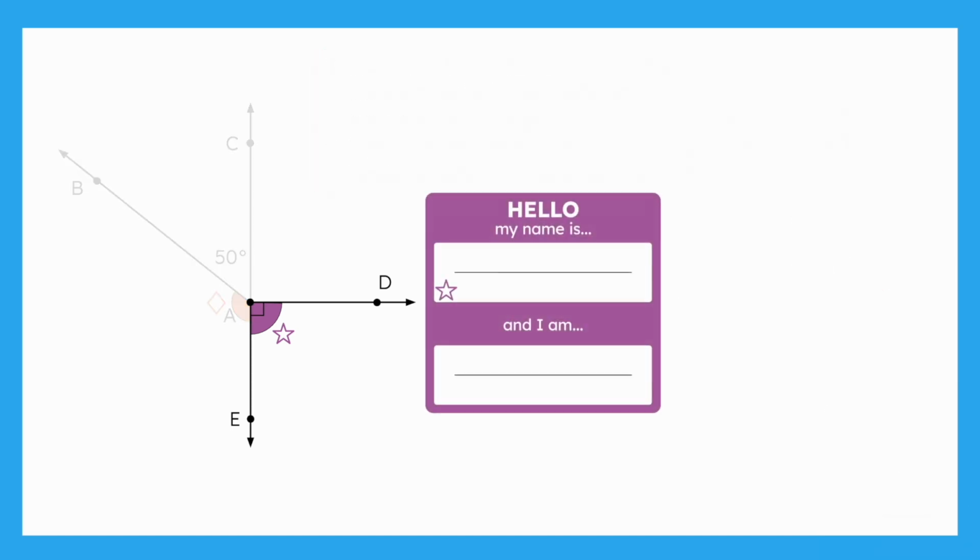This angle could be called angle DAE or angle EAD. As long as the vertex is in the middle, we can name it in either order. This symbol in the angle tells us that it is a right angle. See how it forms a perfect square corner?